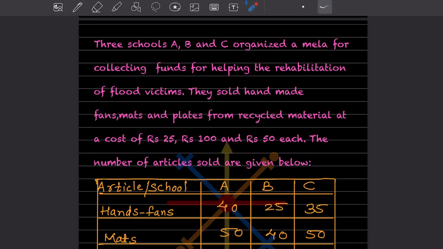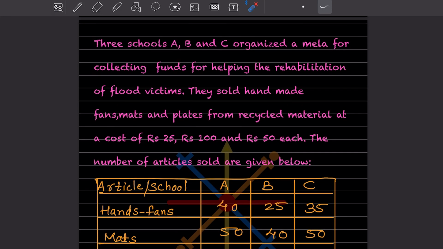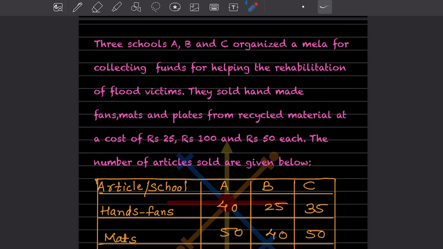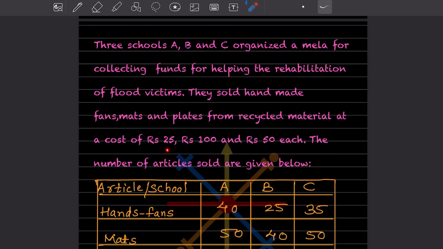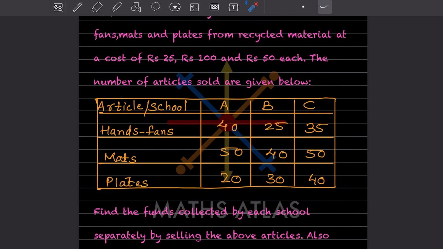3 schools A, B and C organized a mela for collecting funds for helping the rehabilitation of flood victims. They sold handmade fans, mats and plates from recycled material at a cost of rupees 25, 50 and 50 each. The number of articles sold are given below. For the schools A, B and C, the hand fans are 40, 25, 30, mats 50, 40 and 50, and plates are 20, 30 and 40.